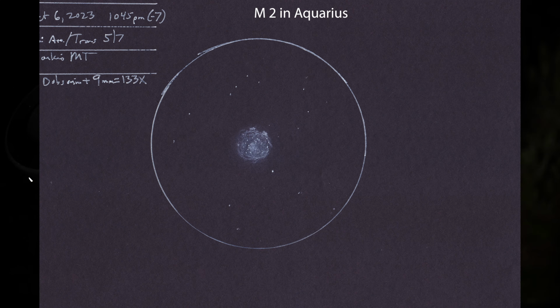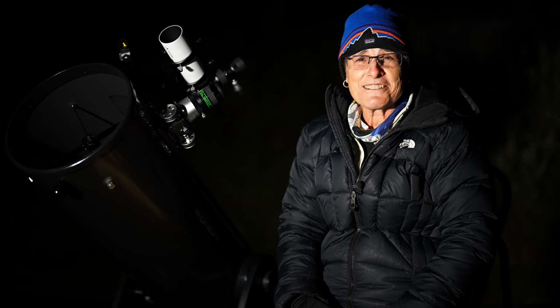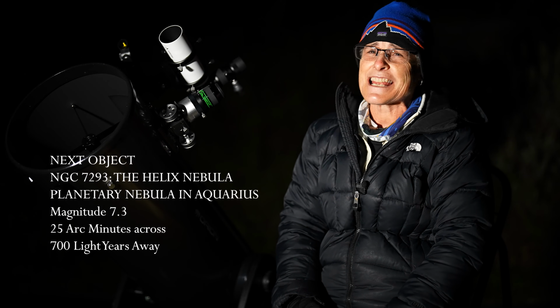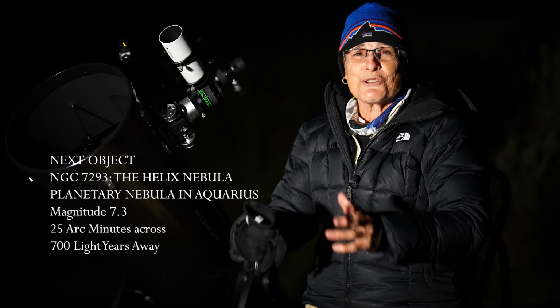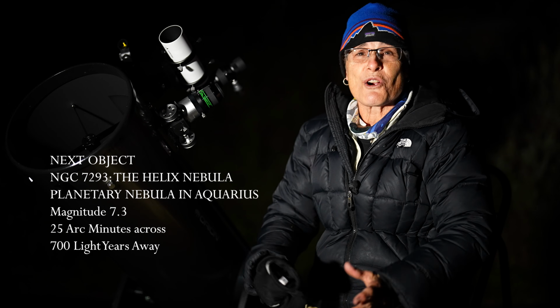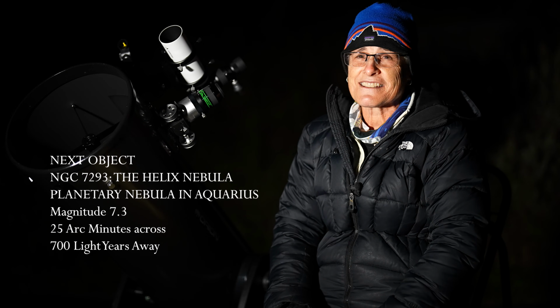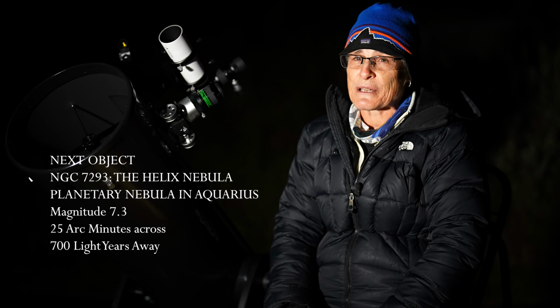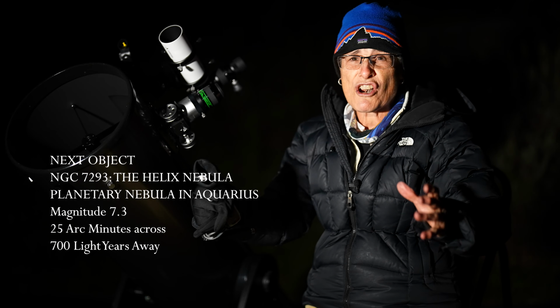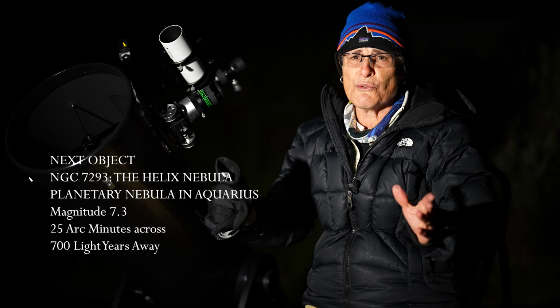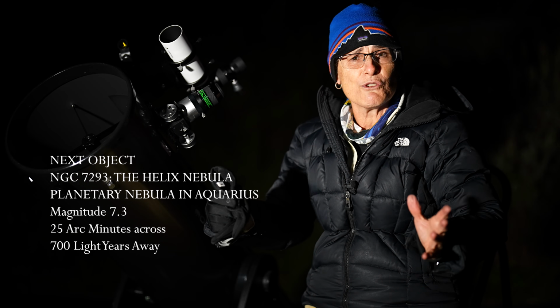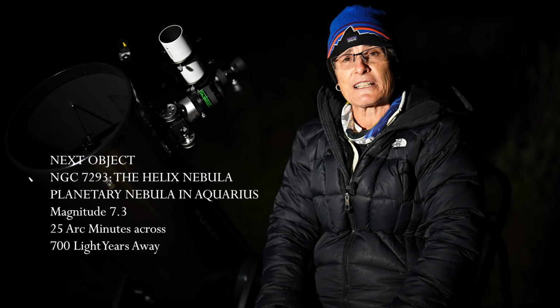Pretty neat. Since we're in Aquarius, let's take a look at one of my favorite nebulae, NGC 7293, the Helix Nebula. It's a planetary nebula, and therefore to view it, you should experiment with the UHC or O3 filter. Although the Helix Nebula is magnitude 7.3, the light is spread over a large area, and hence this nebula has low surface brightness. It's huge, about half the diameter of the full moon, about 25 arc minutes across.